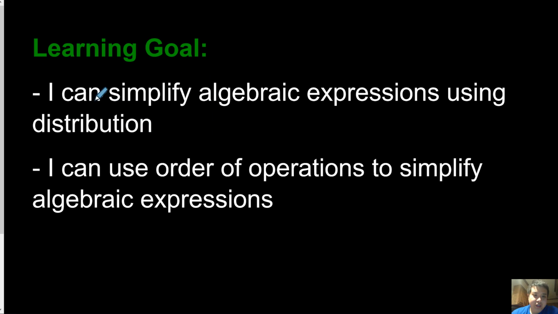Today's learning goal is: I can simplify algebraic expressions using distribution, and I can use order of operations to simplify algebraic expressions. We're also doing combining like terms inside of that, but that's not really going to be the focus of this lesson. The focus of this lesson is going to be distribution and order of operations with algebraic expressions. Okay, so let's get started.